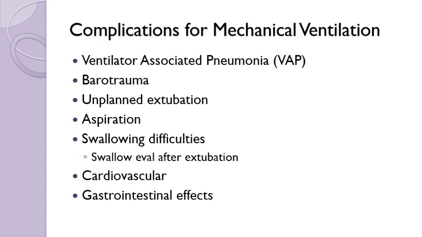So, complications from mechanical ventilation. The number one thing that we need to worry about is ventilator-associated pneumonia, VAP. So, we're going to talk about that. We've talked about barotrauma. Unplanned extubation: the patient reaches up and rips that ET tube out. They can take their vocal cords with them, causing lots of damage, and certainly if they still need help breathing, then we're in a real problem. So we need to make sure that doesn't happen.